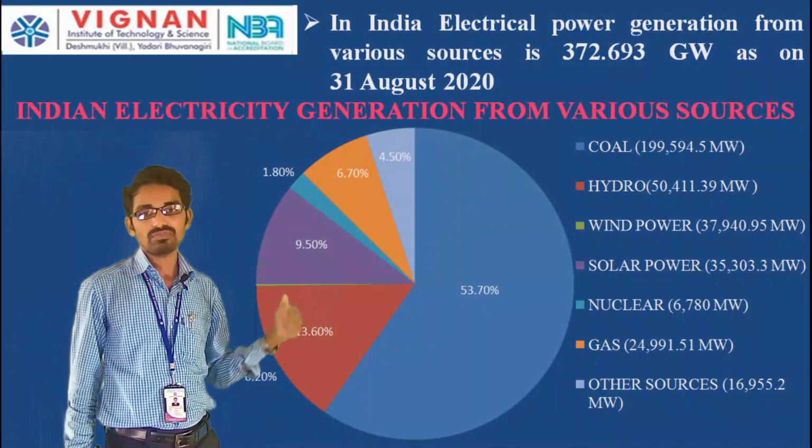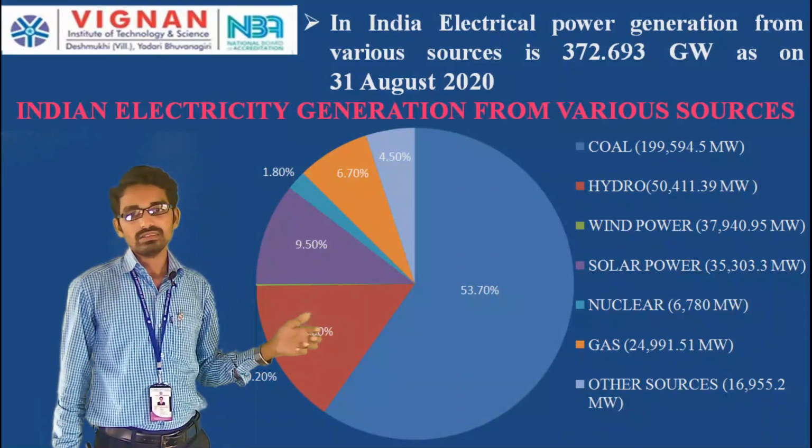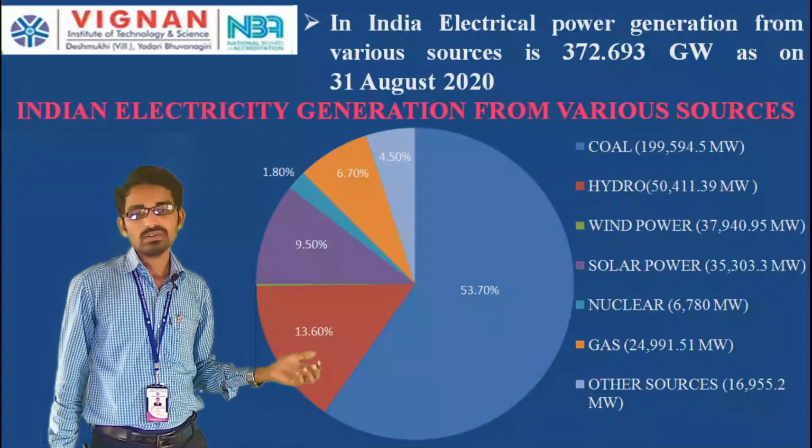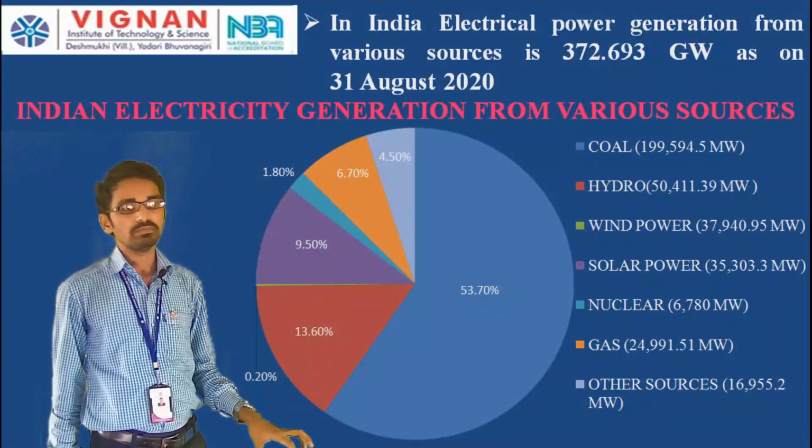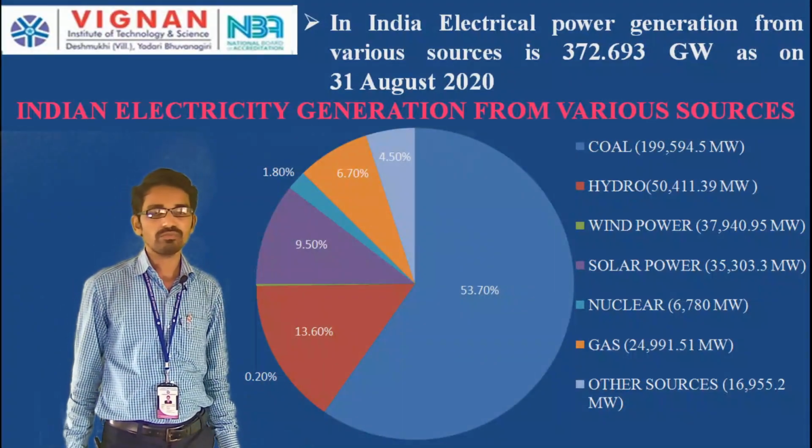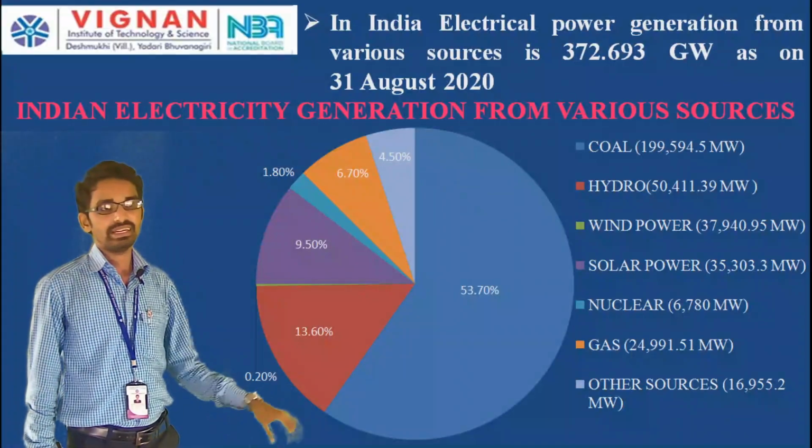and with the help of gas we are also generating, right. So, there is generation from other sources also. So, this is the total scenario of the electricity generation from various sources in India.